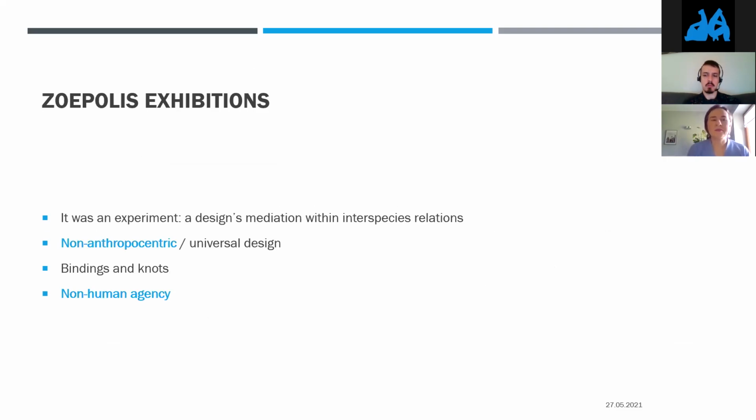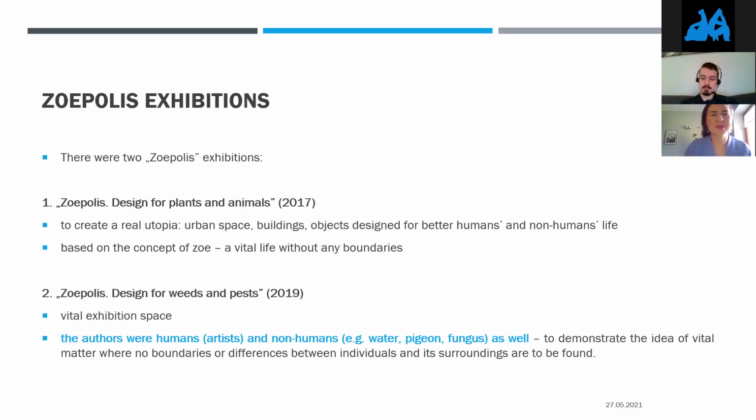Okay, so the Zoopolis exhibitions maintain the perspective of non-anthropocentric design, based on bindings and knots, stressing the non-human agency. Yeah, I know that I'm running out of time, so just very quickly. Two exhibitions, the first took place in 2017 and the second 2 years after it. So the first exhibition was entitled Zoopolis Design for Plants and Animals, while the second one was entitled Design for Weeds and Pests. So there was a small change of perspective.